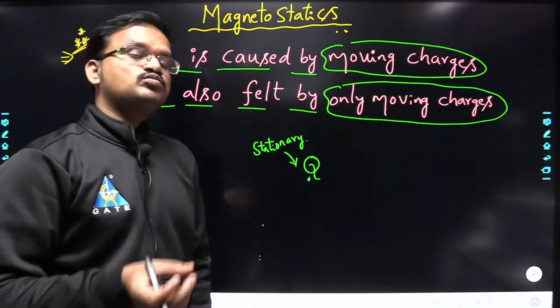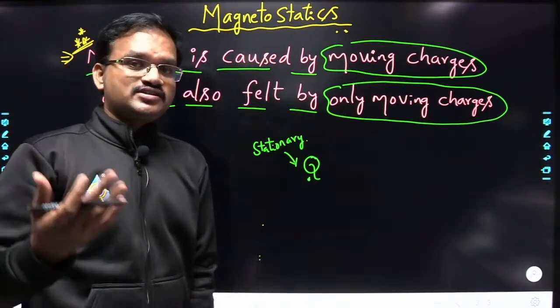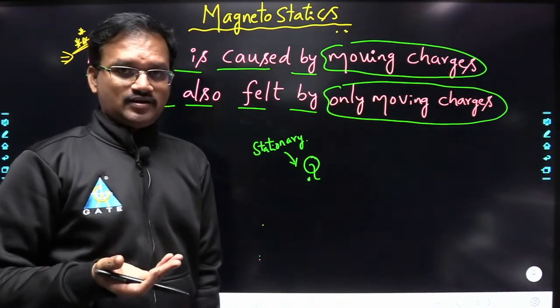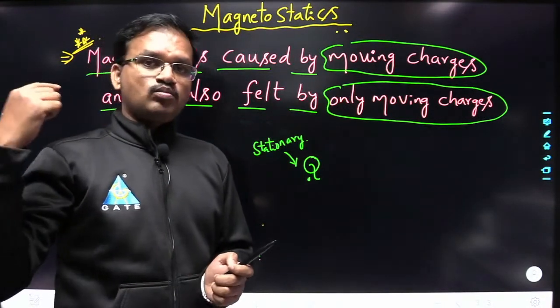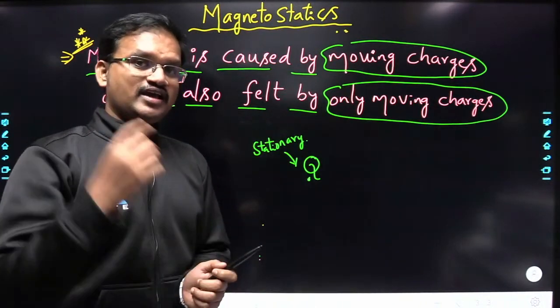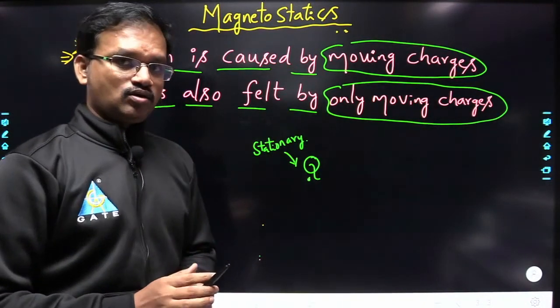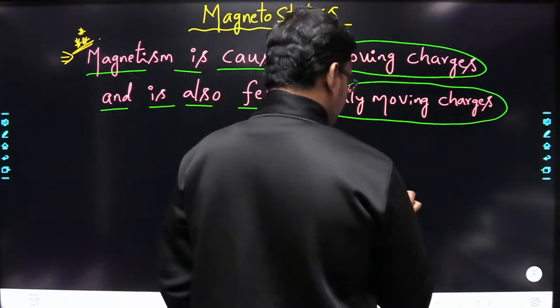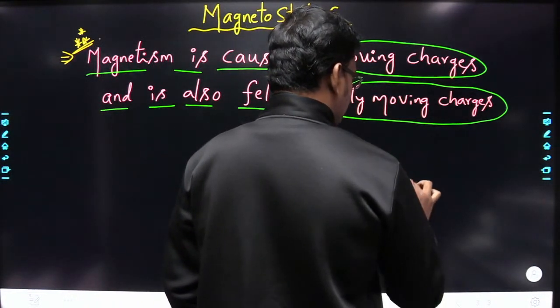So if the charge is moving with uniform velocity, I can consider it as current. Yes or no? If the charge is moving with uniform velocity, it is going to produce a steady current. Yes or no?